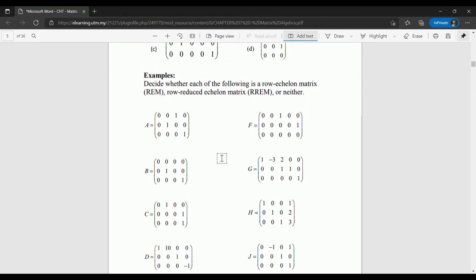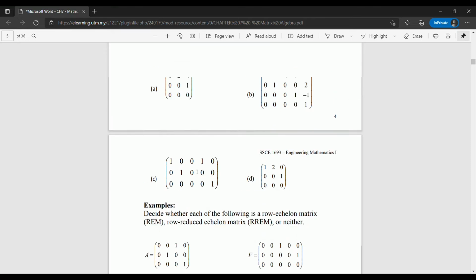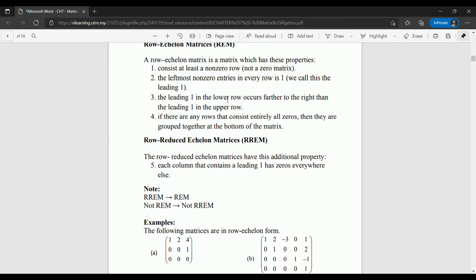Hi everyone, I'm Ho Jin Yao. Now I will explain the examples given in the notes. Decide whether each of the following is a row echelon matrix REM, row reduced echelon matrix RREM, or neither. So first we look at matrix A. Matrix A is not a REM, as it does not follow property number 3, which is that the leading one in the lower row occurs further to the right than the leading one in the upper row.